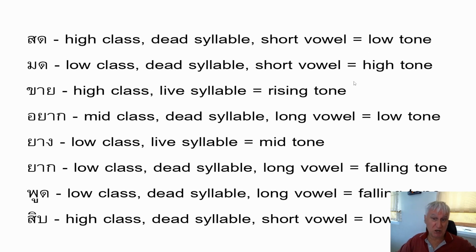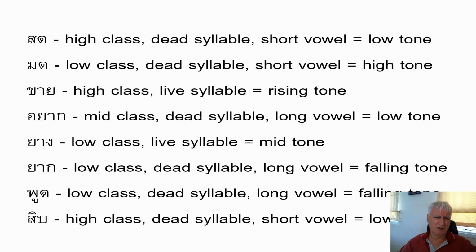So it means fresh. The second word is fairly similar, but the initial consonant is the mor ma, which is a low class initial consonant. So if we go back to the tone rules and we look for a low class, dead syllable, short vowel, we get a high tone. Mod, and that means ant in Thai. Third example, we've got the kor kai initial consonant, which is high class. Then we've got the long R vowel and the Y consonant, yor yak.